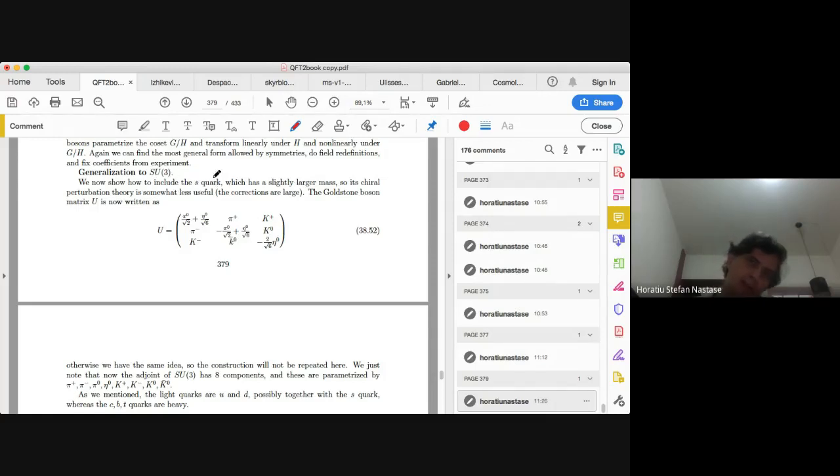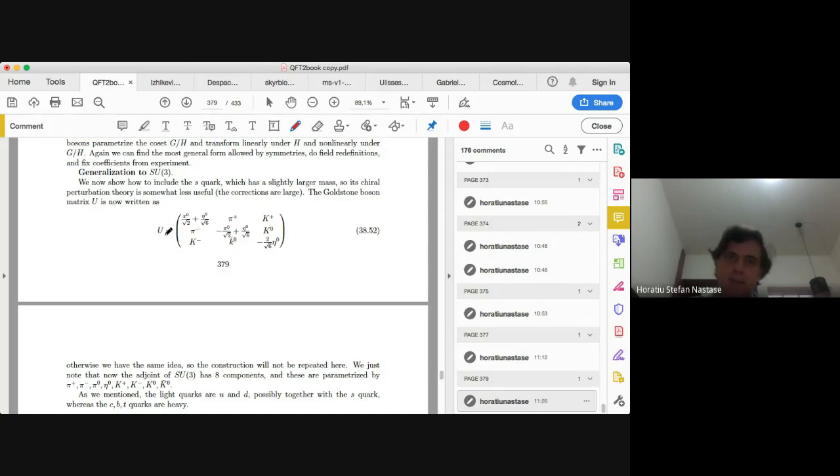But then you can still include the strange quark together with the up and down quark as being nearly massless. So then instead of SU2 cross SU2, you would have SU3 cross SU3 as the low energy effective action symmetry that is spontaneously broken to the diagonal part.